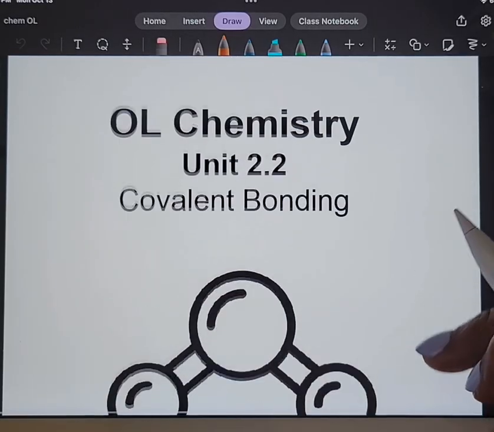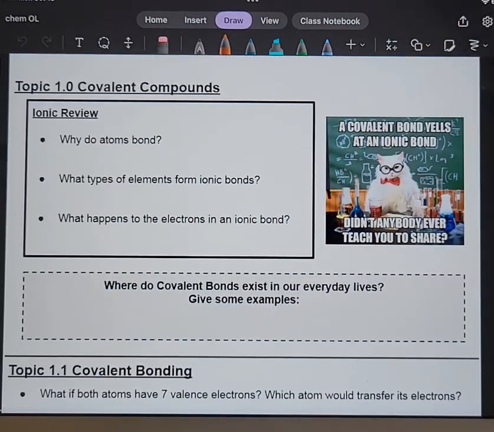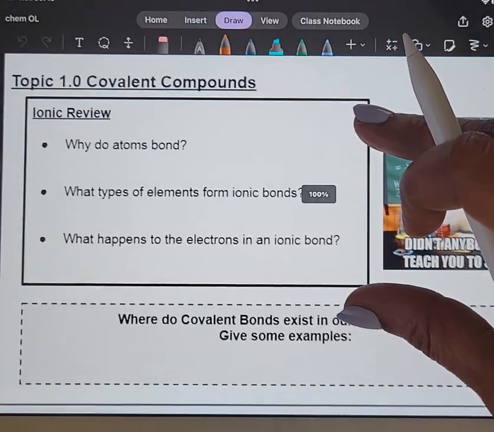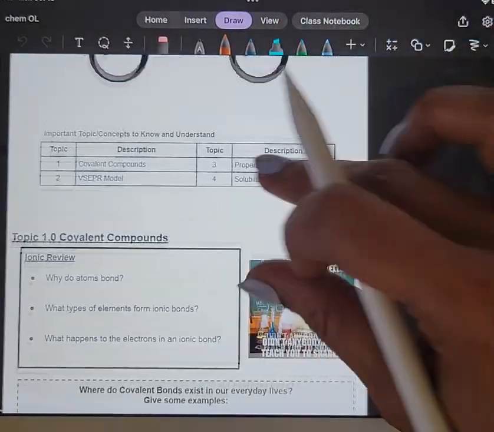Everyone open your note packet. It is unit 2.2 and go to 1.0. Topic page number is page number 2.